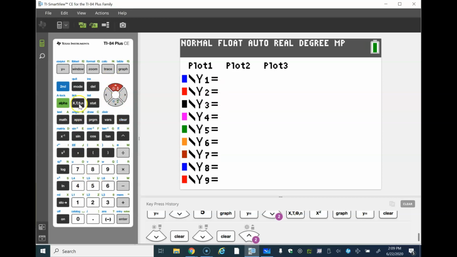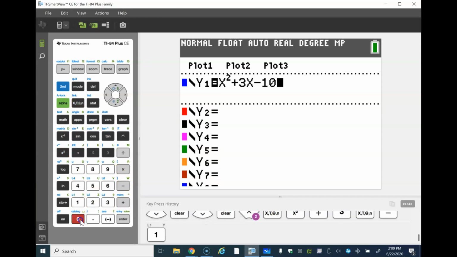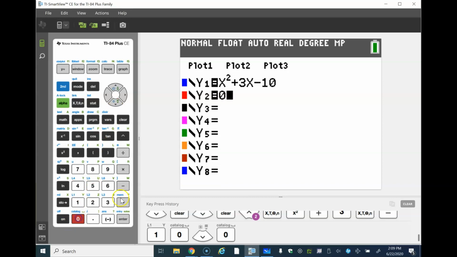So we have x squared plus 3x minus 10. That's the first equation for y1. The second one, we're going to put 0. Now, for my calculator, I have color coordinated because it's a TI-84 Plus. Those of you that have the TI-83, you won't have two different colors, but just know that there are two lines when you graph the zero and then a function.